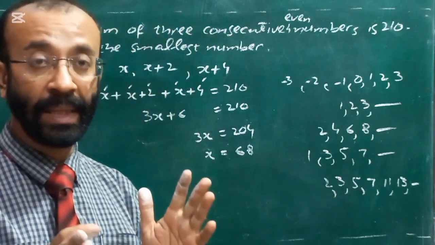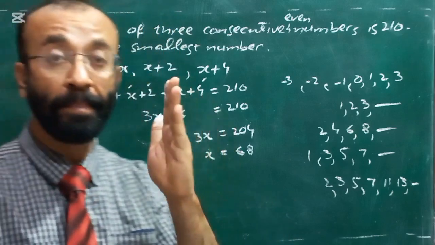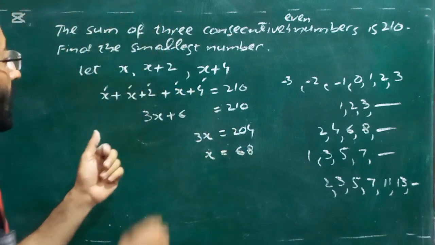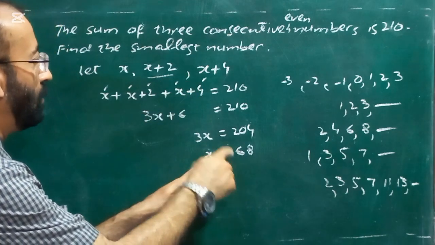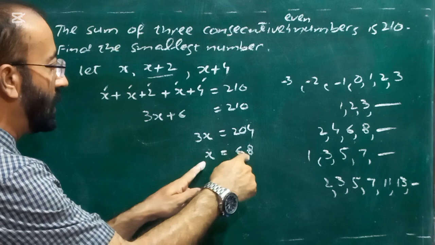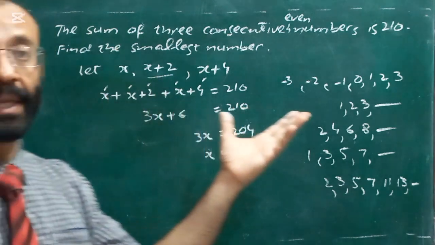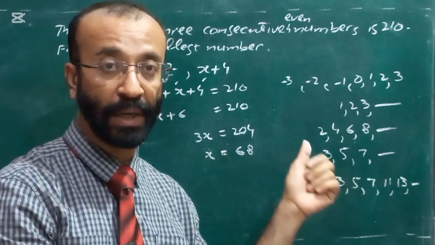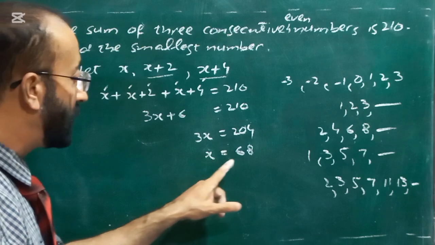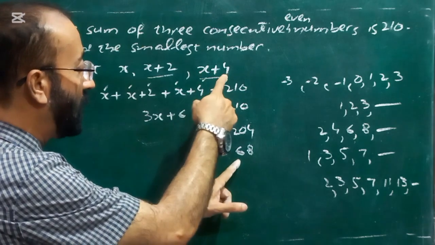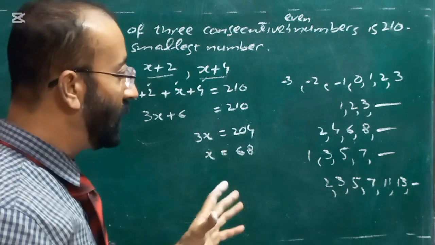So look now, the paper checker can change the statement. He may find the middle even number. So the middle even number will be this. If x is 68, the middle number will be x plus 2. So 68 plus 2 will be 70, the middle even number. He may find the greatest even number in this case. So the greatest even number is this: if x is 68, so 68 plus 4 will be 72, the greatest even number in this case. So this is the question.